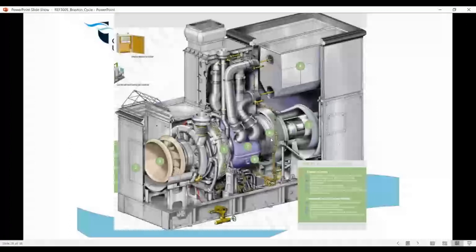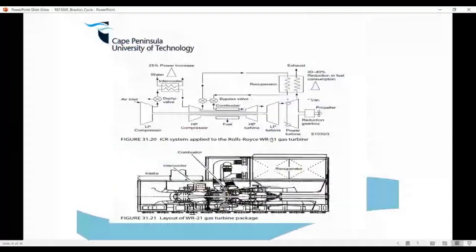So getting back, that is just the actual schematic of how it looks, a two-dimensional schematic. They obviously have the intercooler. We're not looking at intercooling as of yet. But there is a recuperator, and the recuperator normally forms as a counterflow heat exchanger.